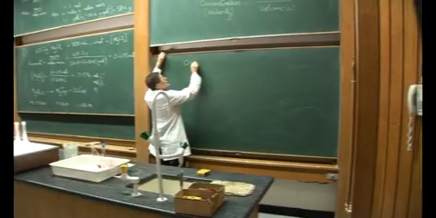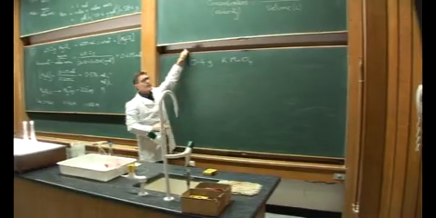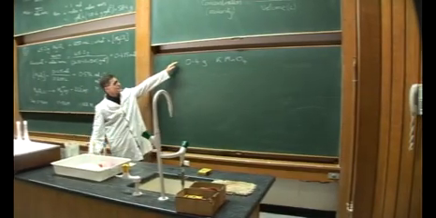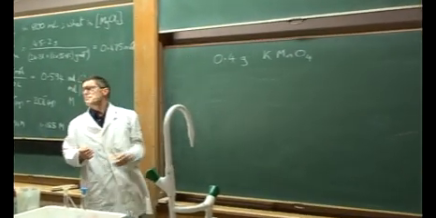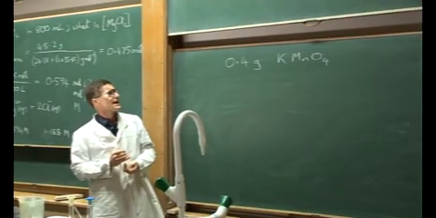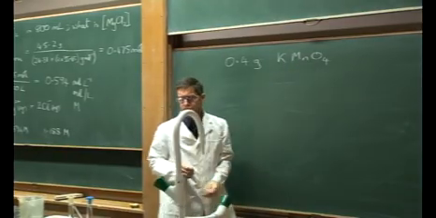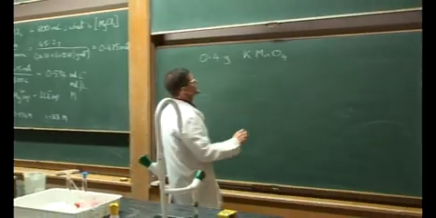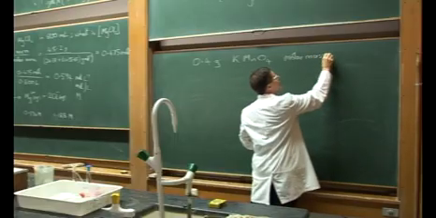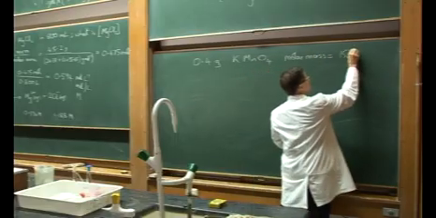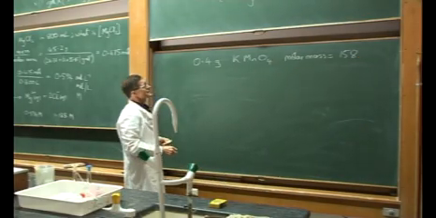I started off with 0.4 grams. Don't worry about copying this down. It's not in the book, but I just want you to get the idea of what's happening. Potassium permanganate has the formula KMnO4. K plus, MnO4 minus. It's one of those polyatomic ions. The molar mass of potassium permanganate is 158.04. Let's call it 158.